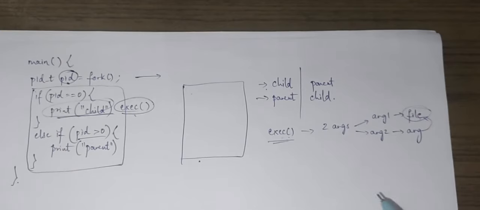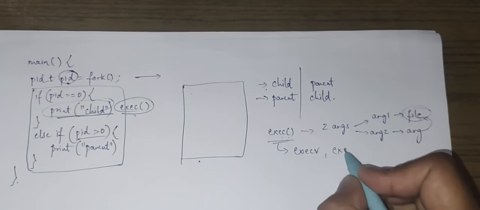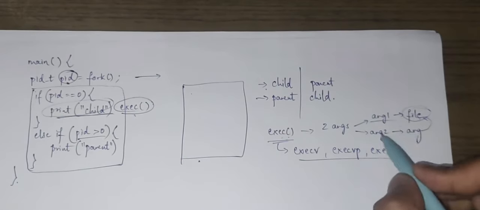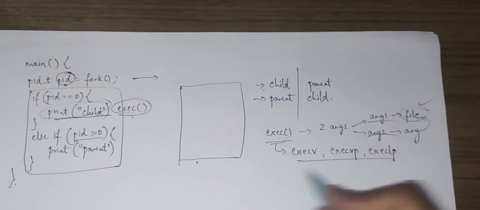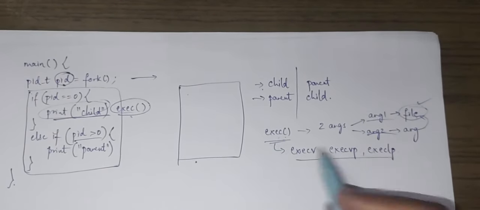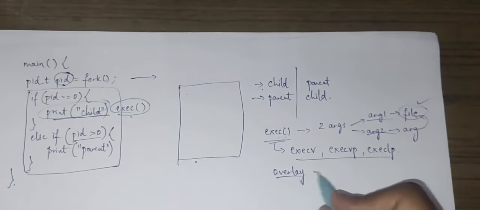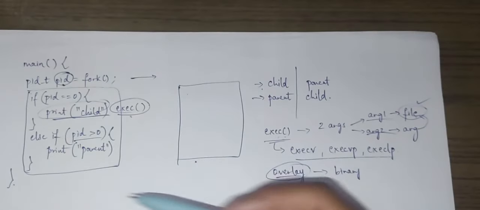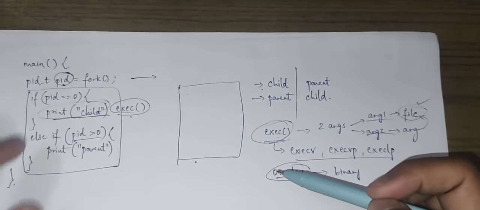Now there are different families of exec functions, like exec V, exec VP, exec LP. All of these are kind of similar. They take two arguments, with some differences: in some you'll have to provide the full path, in some you'll provide the binary. So some minor differences among these functions. But what they basically do is overlay the duplicate code which was present with a new binary. Overlay is nothing but replacing a block of code in memory with a new block of code. So that is how we run two different types of processes using fork and exec.